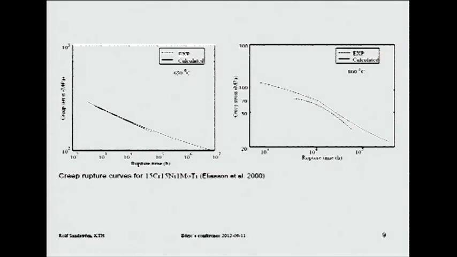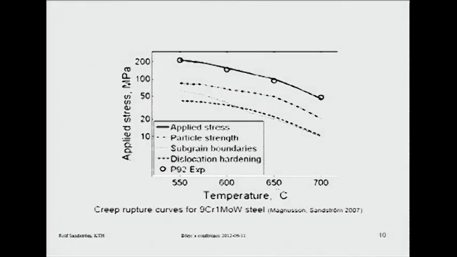Later on, this approach has been applied to many different materials. Here's a type of material, 9-chrome-1 moly vanadium steel, which is quite common in modern power plants. Here we can see the different contributions from subgrain boundaries, from dislocation hardening, and from particle strengthening. If you add all this up, you can describe the total strength of the material. And that is a most valuable result.